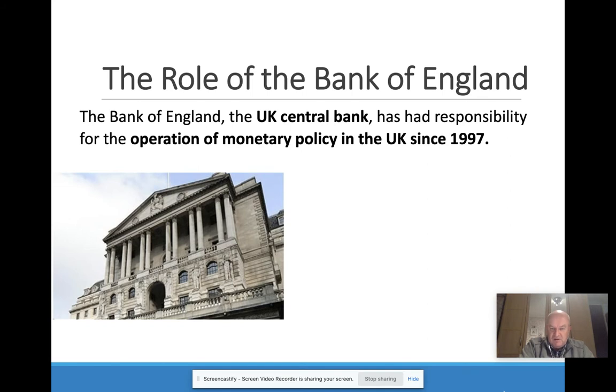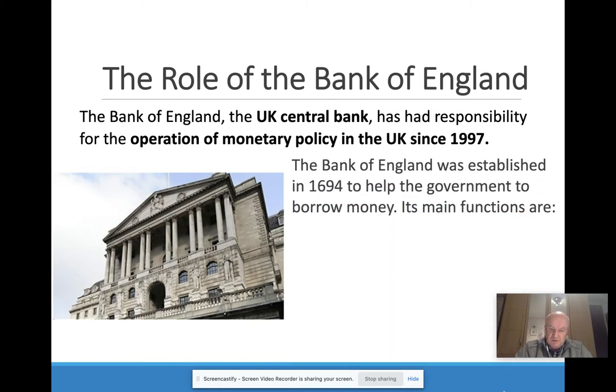So that's basically the area that we need to cover in this part of the presentation. So a little bit of history, just to put it in some sort of context. And you may be quite surprised, and I know we've spoken about it once or twice before, that although the Bank of England has been around for an awful long time, it's only really been responsible for the operation of monetary policy in the UK since 1997. So not that long ago, really. We're only talking just over 30 years ago.